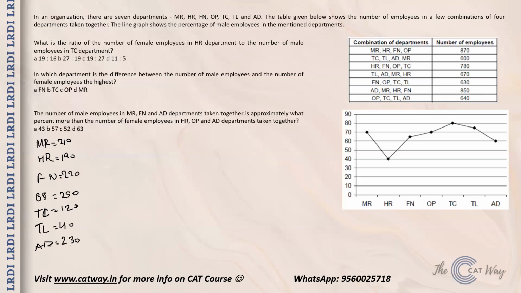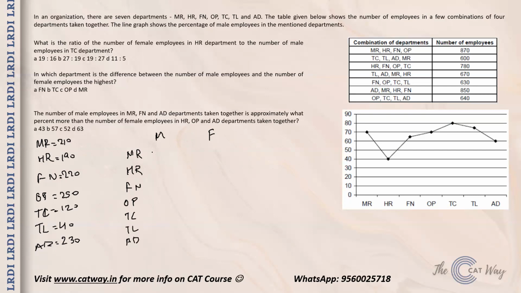Now you have also been given the data for the number of male employees. So what we should do is write the exact values. We are just going to write male and female, because the entire data we have already written, so we are not going to write that again. We already have OP, TC, TL and AD.